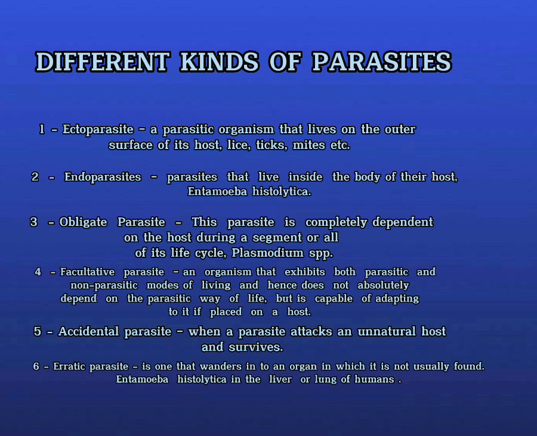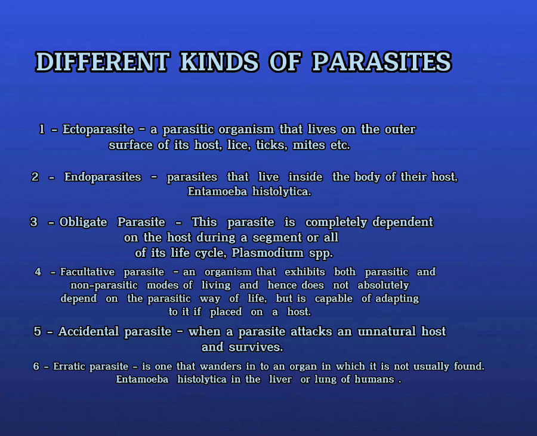Different kinds of parasites. First, ectoparasite, a parasitic organism that lives on the outer surface of its host: lice, ticks, mites, etc. Second, endoparasites, parasites that live inside the body of their host, Entamoeba histolytica. Third, obligate parasite. This parasite is completely dependent on the host during a segment or all of its life cycle, Plasmodium spp.